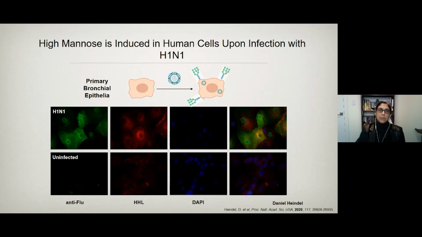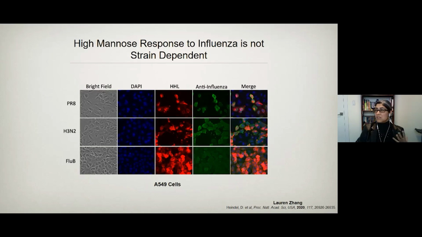Next slide, please. And we found that it's not strain dependent. So we could use PR8, we could use H3N2, we could use flu B, and in all cases, high mannose came up with flu. Of course, the simple explanation for that would be that, well, it must be the influenza proteins themselves. Next slide, please.